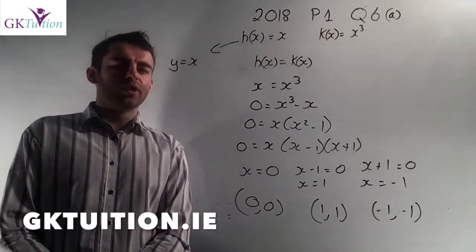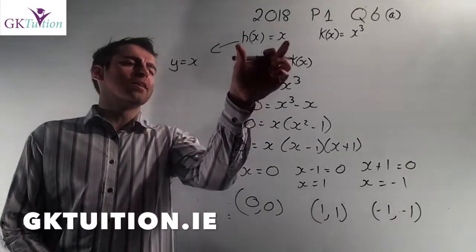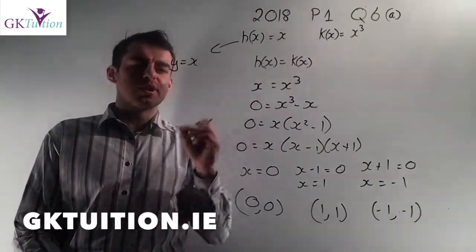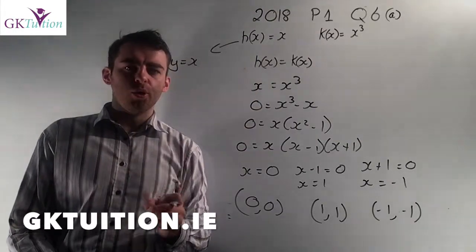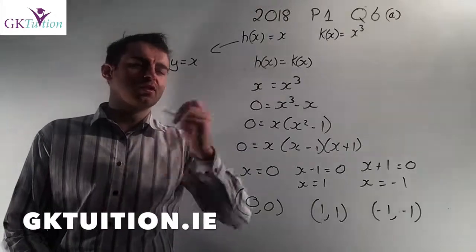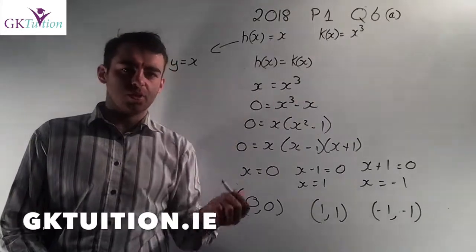The question I've chosen to go through here is 2018 paper 1 question 6 part A. In this question we're given a graph that has the graph of h of x equals x and k of x equals x cubed. We're asked to find the points of intersection of these two functions. x is just a straight line, whereas x cubed is a cubic.